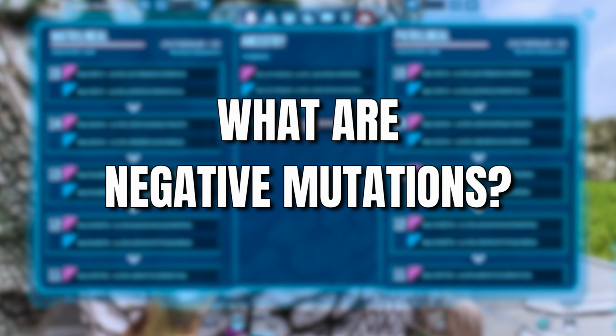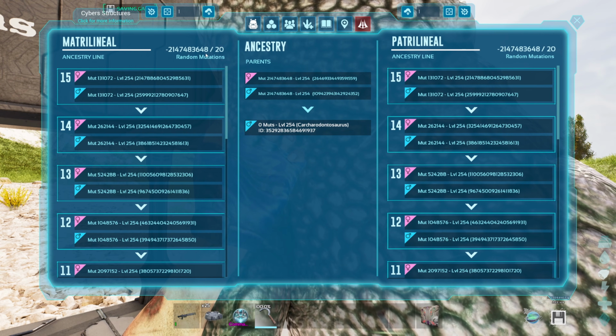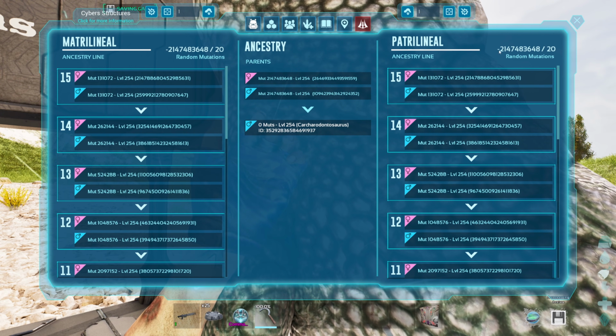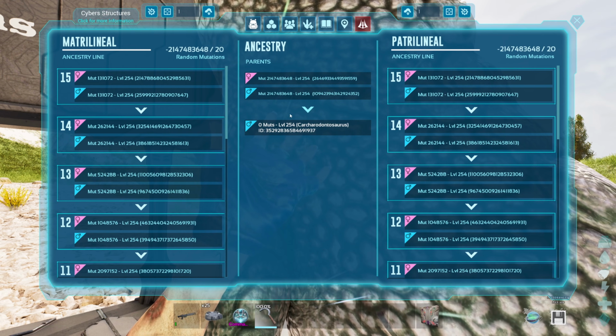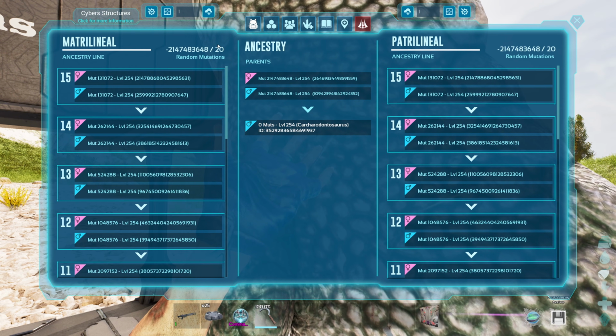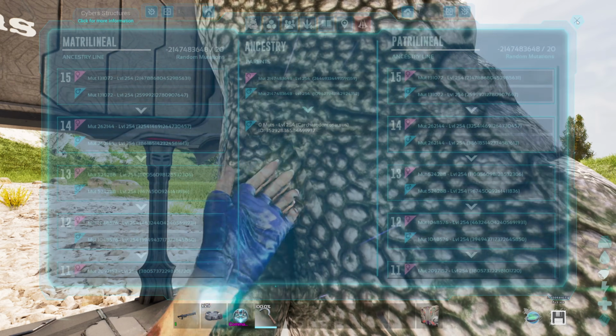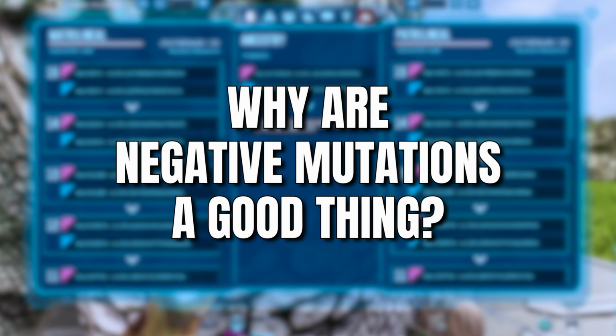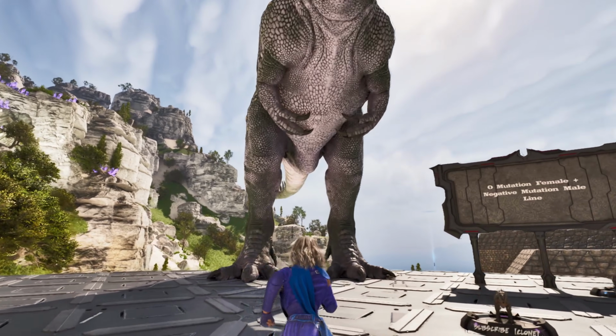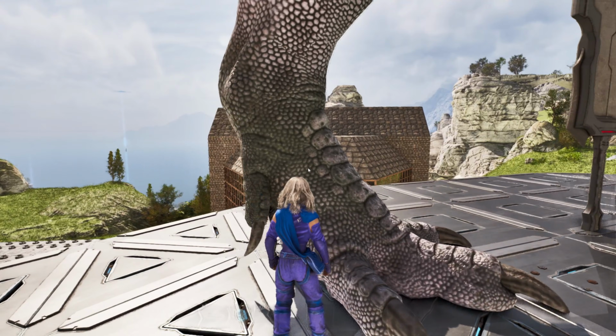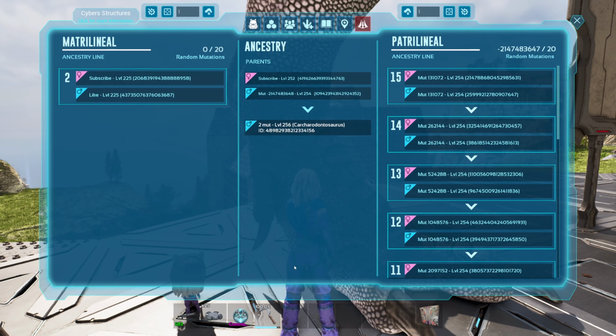So what are negative mutations? Negative mutations are basically when you've bred creatures extensively and the number of mutations in the ancestry hits a limit. It eventually becomes a negative number instead of a positive one. So why are negative mutations a good thing? Negative mutations are a good thing to use in your breeding program because they essentially act as non-mutated or 0 out of 20 mutation dinos.